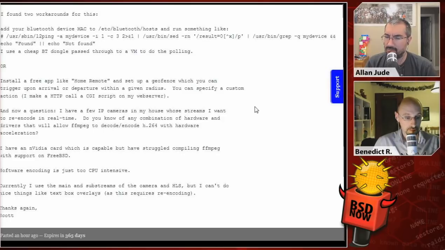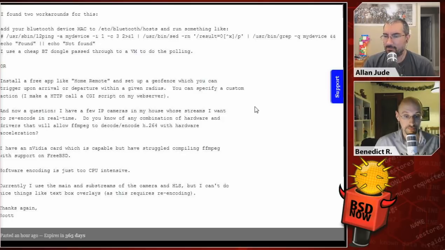And yeah, so he says he's having trouble compiling FFmpeg on FreeBSD. You can just use the port, although I don't know about the NVIDIA bits specifically. Software encoding is just too CPU intensive. Yeah, of course. It depends. If it's just an IP camera, most of the cameras I've dealt with are already doing H.264, so we're just repackaging it into an RTMP stream to send it to our live system.